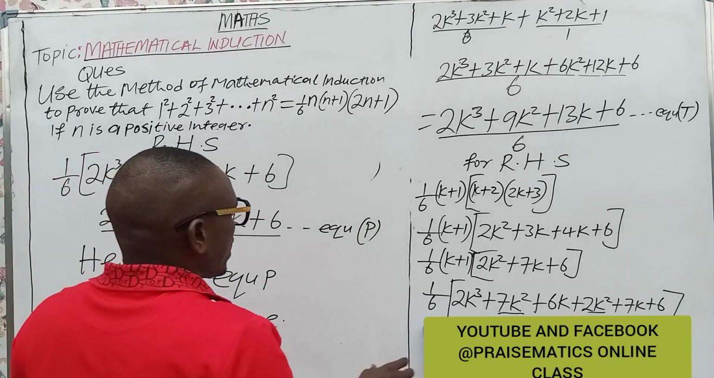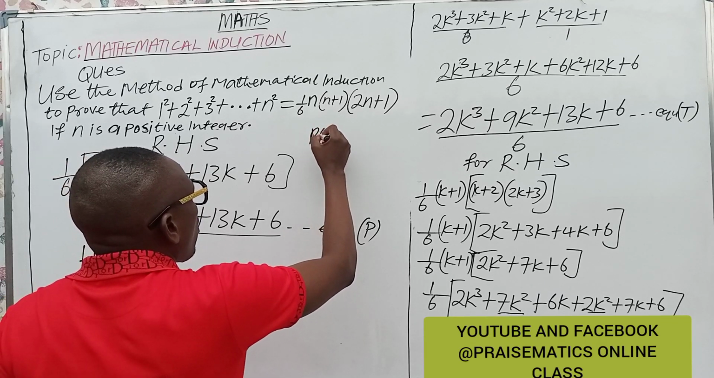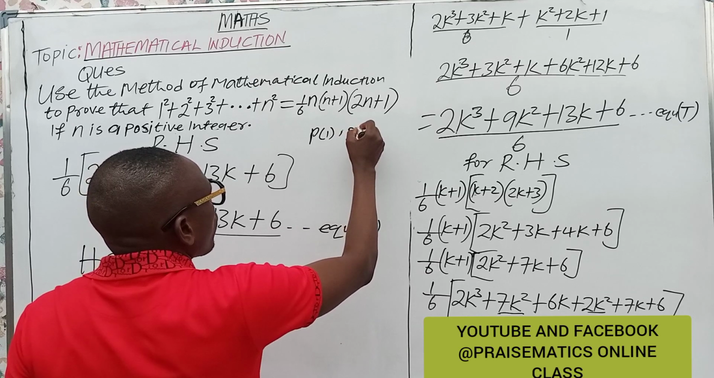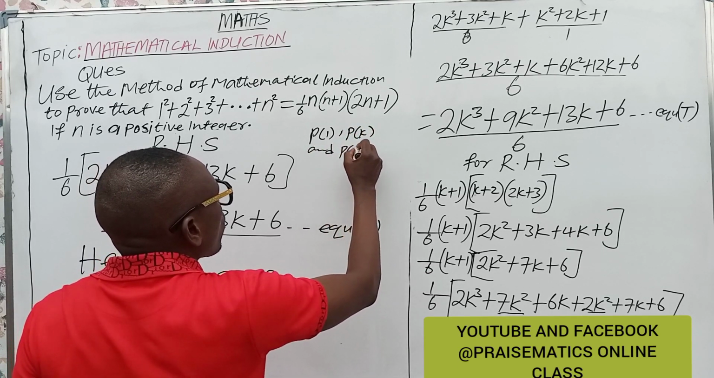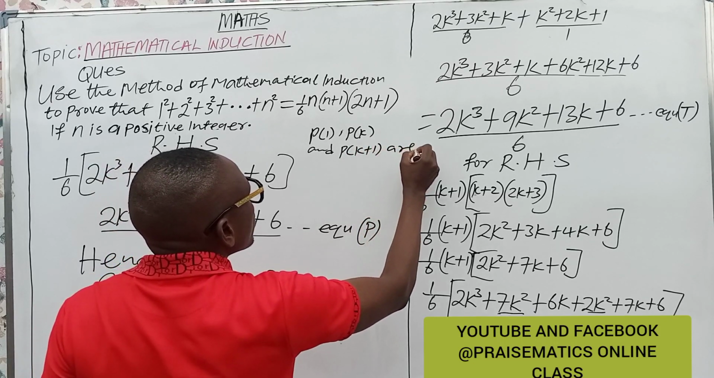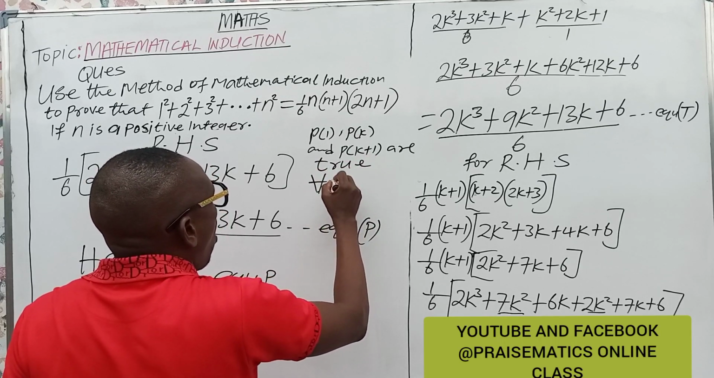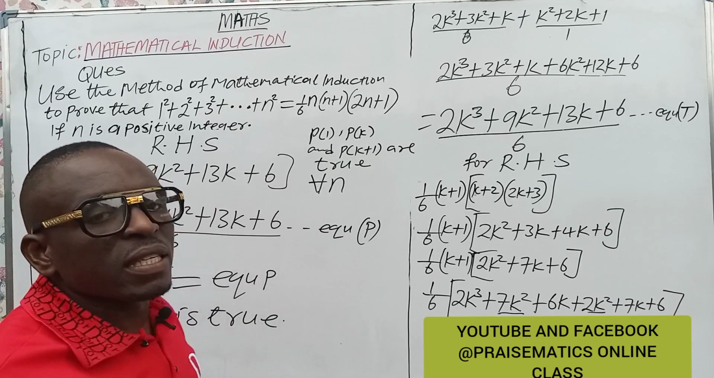Generally, you can say hence, P of 1, P of k and P of (k plus 1) are true for all positive integers n. That is how to do it.